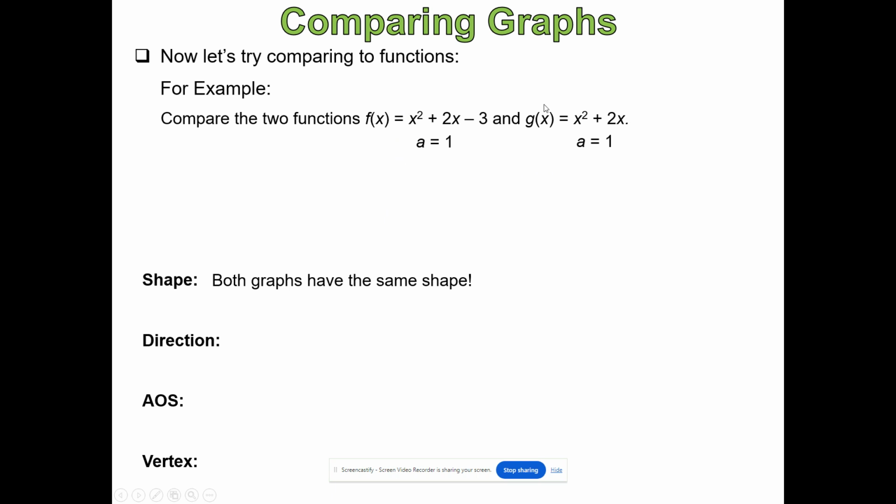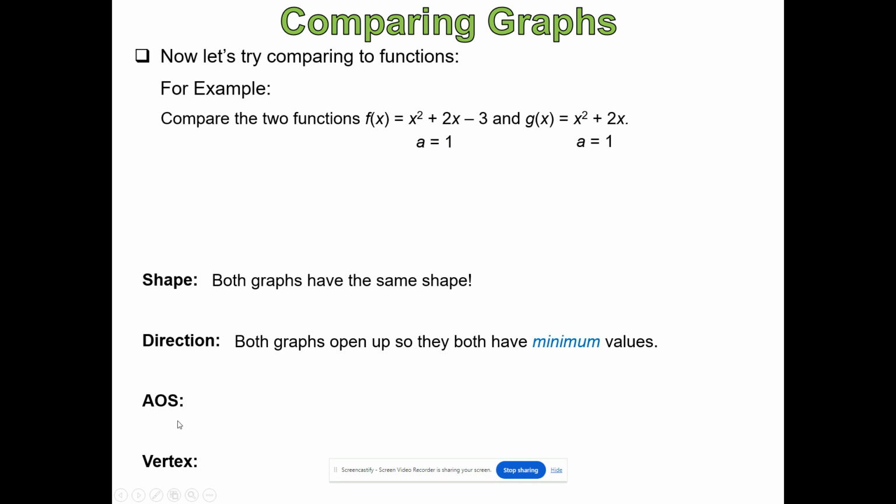Now, look at both of them have an a value that's positive, which means they are both going to open up. So if they open up, that means they both have a minimum value as well. So +1 and +1 means they both open up, okay? Actually, it doesn't even matter if they're both 1, it's just they're both positive.